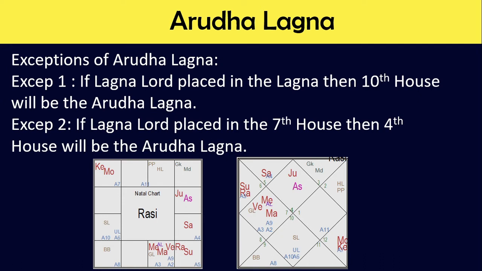Exceptions of Arudha Lagna. Exception 1. If the Lagna Lord is placed in the Lagna, then the 10th house will be the Arudha Lagna. Exception 2. If the Lagna Lord is placed in the 7th house, then the 4th house will be the Arudha Lagna. I want to mention here that some great astrologers like K.N. Rao did not take these exceptions.